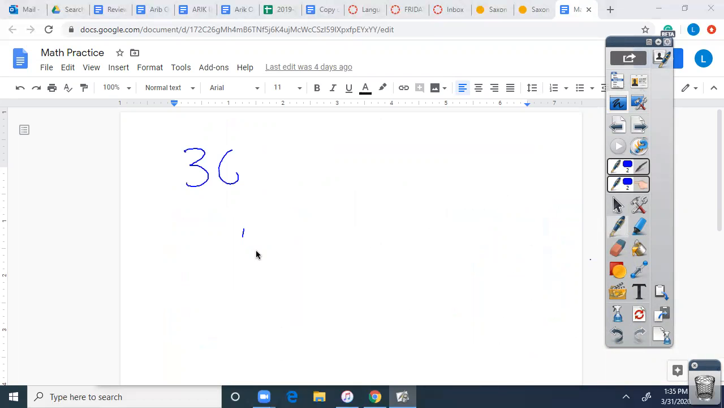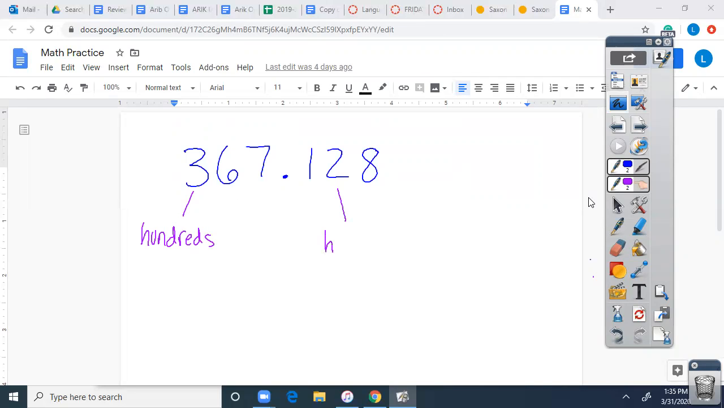So we're going to go over to math practice, and we'll just practice a couple of these problems. So I'm going to get this number. Well, got my shirt that's making dots everywhere. All right. 367 decimal 128. All right. We've talked about this before. We need to remember the difference between the hundreds place. This is the hundreds place. And this is the hundredths place. So the difference is that TH. Hundreds and hundredths. Okay? So I'm spelling it out so you can see the difference.